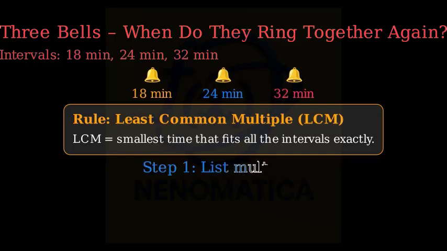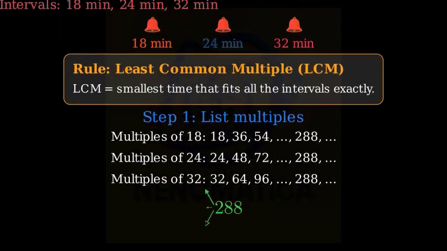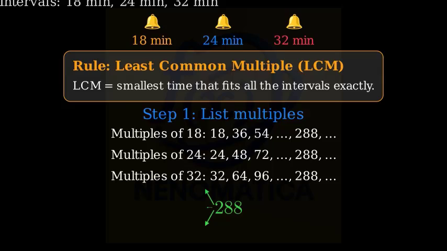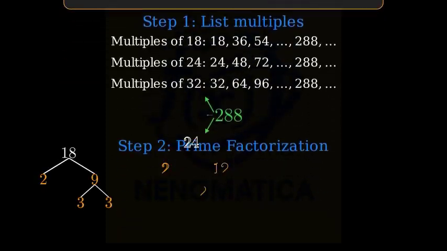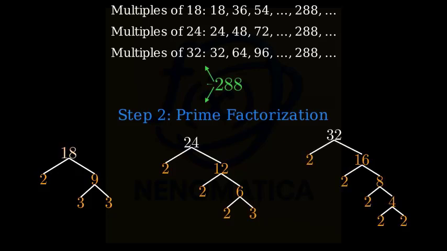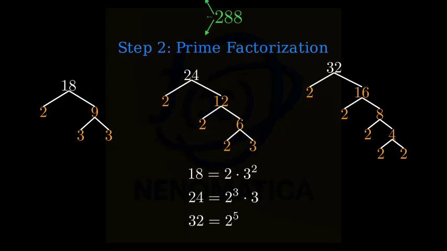Step 1. List multiples and look for the first common one. We'll write the first few multiples for each. The first common number on all 3 lists will be the least common multiple. Step 2. Use prime factorization to compute the least common multiple efficiently. We'll build factor trees for 18, 24, and 32. Then summarize each as powers of primes.